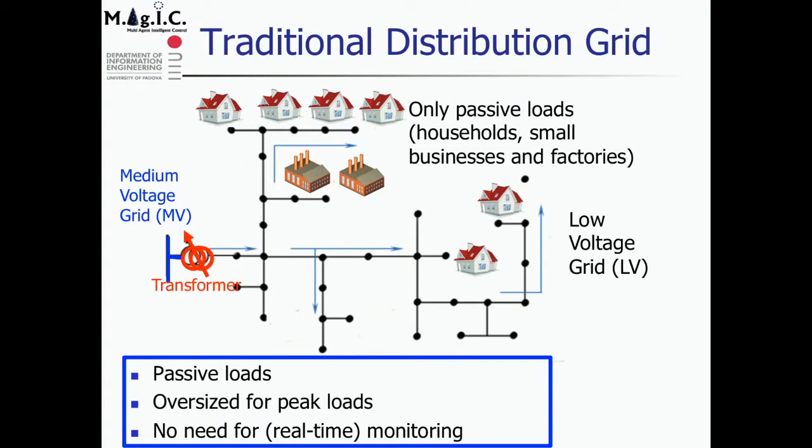So a traditional distribution grid has a tree-like structure where basically there is a transformer that transforms medium voltage energy into low voltage, and then power flow is basically one direction, and that goes from the transformer to the household and the small business. So we are typically only dealing with passive loads. The grid is oversized for peak loads, and so far there has been no need for real-time monitoring.